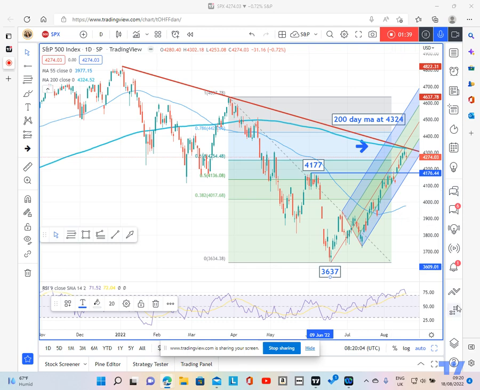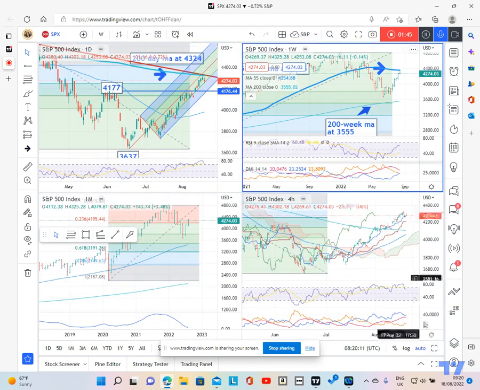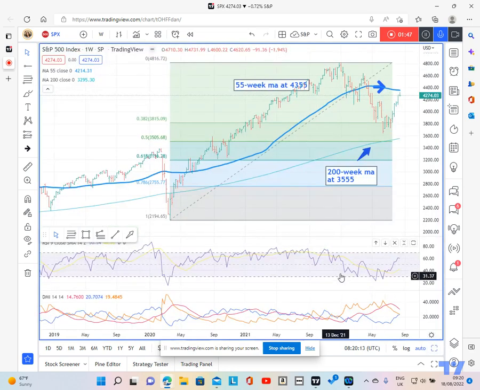But I think the critical factor will be on the weekly chart. Let's just flick over to that one. You can see here that in that vicinity on the resistance side, we've got the 55-week moving average, and that comes in around 43.55. And we're just falling just shy of that.